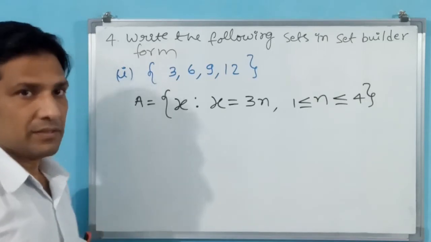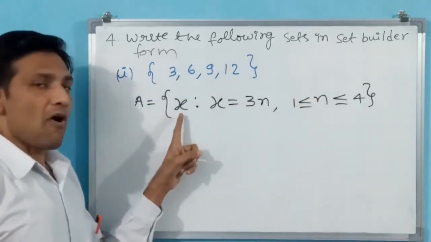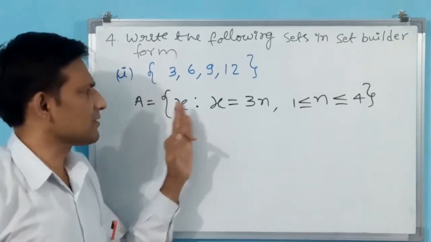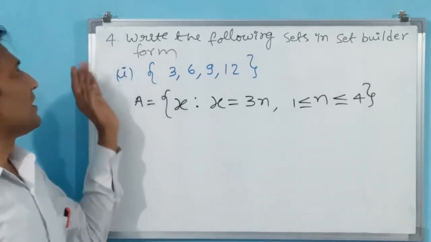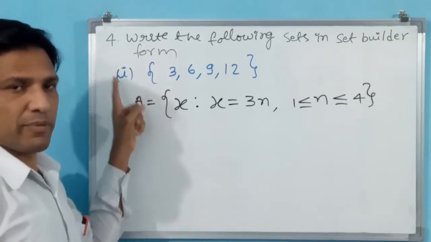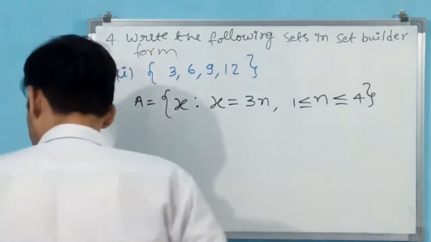Okay. Like this, we have to write in set builder form. For all the values of x, we write x colon, x is equal to 3n. This is the answer for question number 1 in the 4th question, or part 1 of the 4th question. We will see the second part of the 4th question.